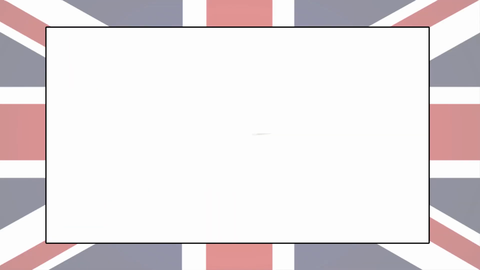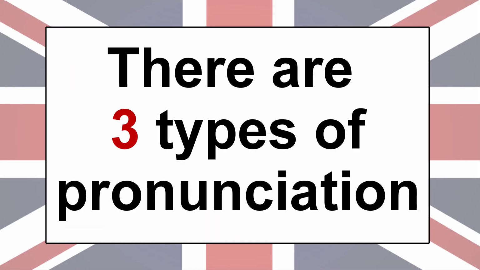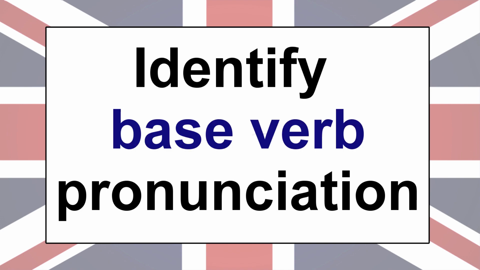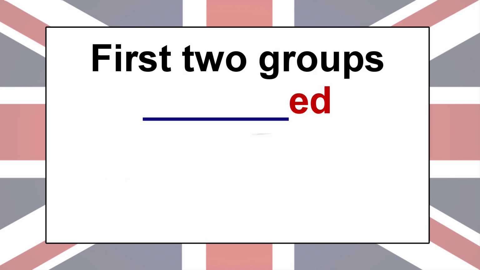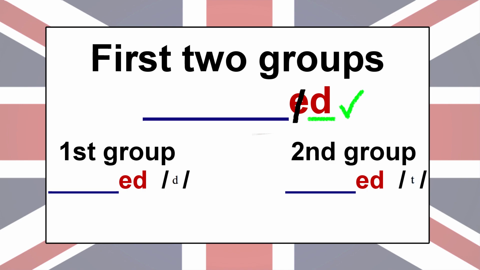Like I said before, there are three types of pronunciation. And for this, you need to identify the pronunciation for the base verb. Now, for the first two groups, we don't pronounce the letter E. We only pronounce the letter D. But in the first group, we will pronounce it as a D. And in the second group, we will pronounce it as a T.